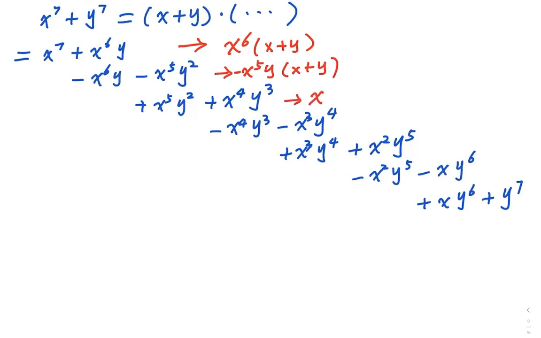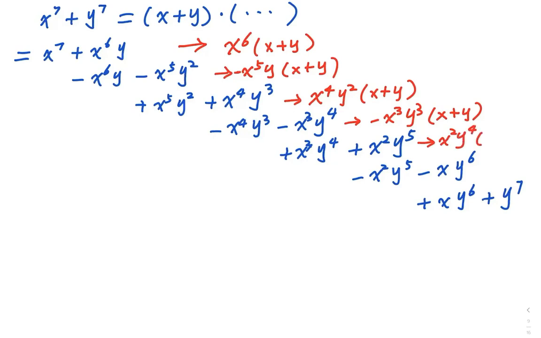This one is x to the 4th y squared, x plus y. This one is negative x cubed y cubed, x plus y. This one is x squared y to the power 4, x plus y. And this one is negative x y to the power 5, x plus y. This one is y to the power 6, x plus y.